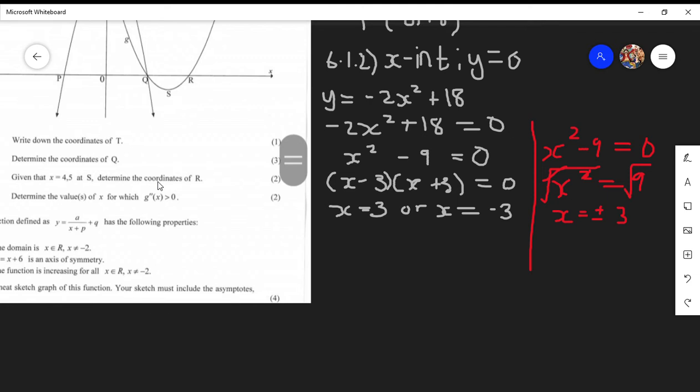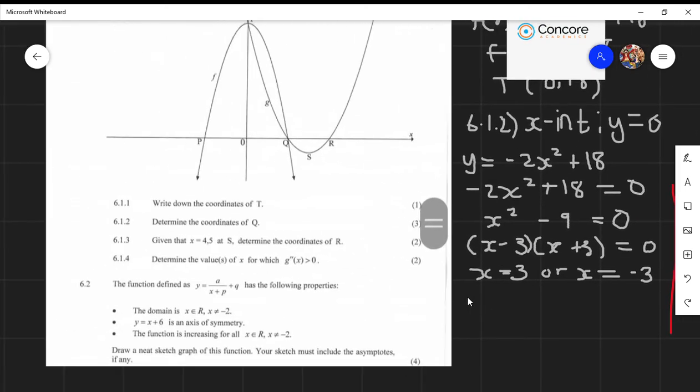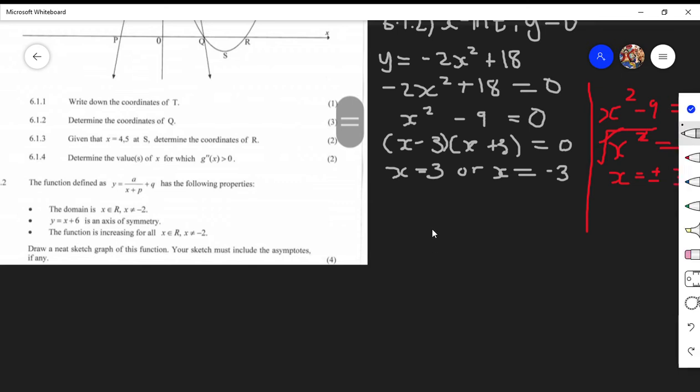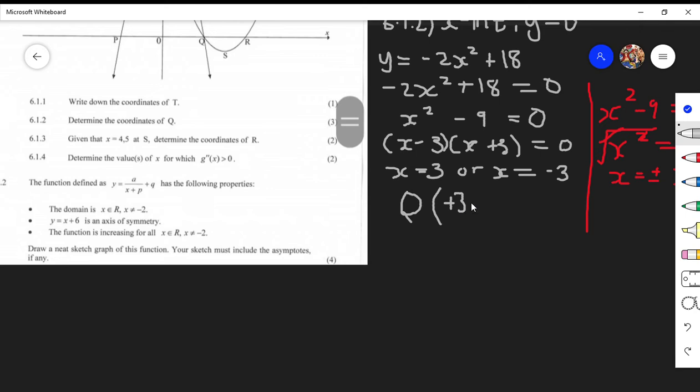You're welcome. Okay, so since we've got two values, we need to choose one value. We can see that q is on the positive side of the x-axis and p is on the negative side. So our q value will be positive 3 and our p value will be negative 3. So we can therefore conclude that our q is positive 3 and 0.